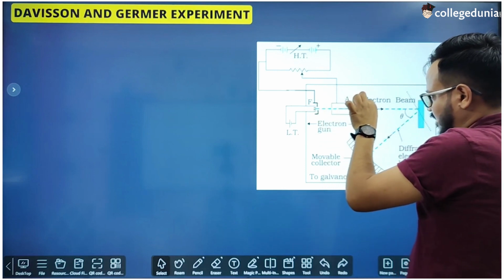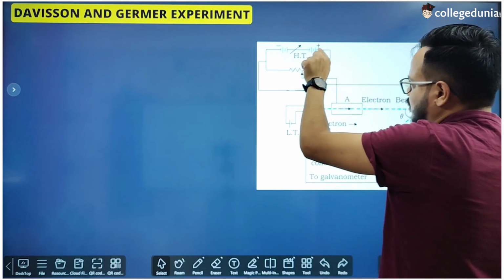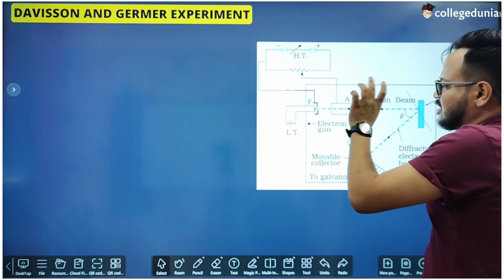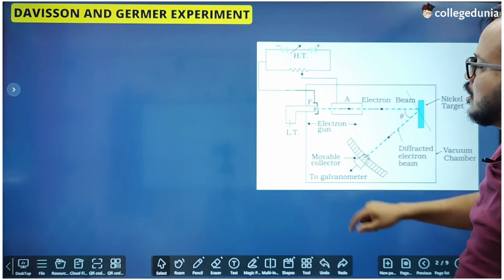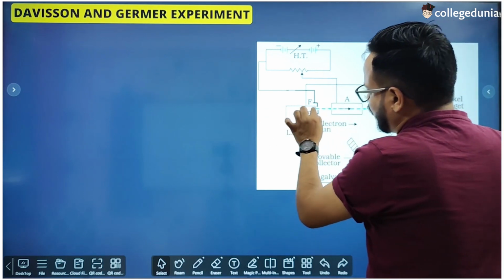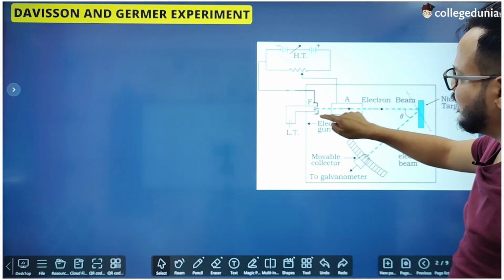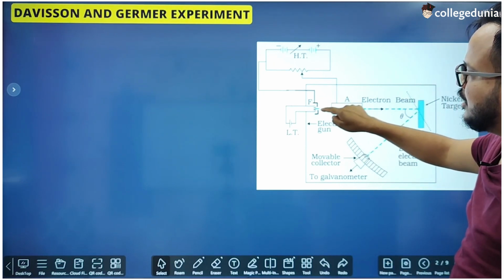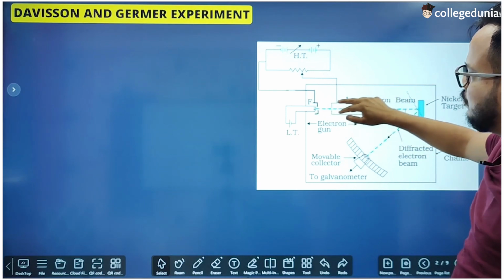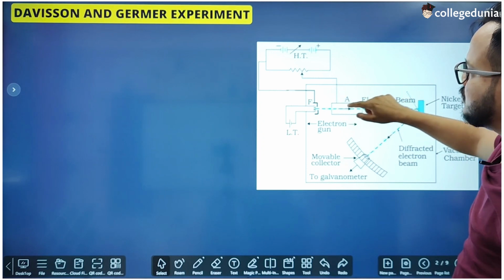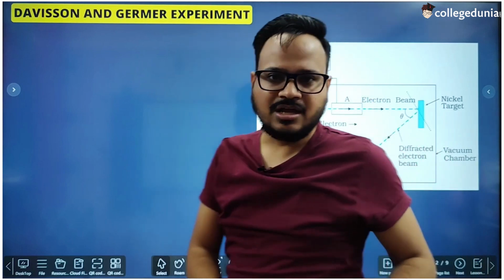And there is another cylinder having a hole along the axis, and this cylinder is connected to the positive terminal of the battery, so it acts as an anode. This is a cathode and this is an anode. When the electrons are emitted from this tungsten filament, they get repelled by the negative terminal, the cathode, and they get attracted by this positive cylindrical part which is called the anode. So an electron gun is produced, right?